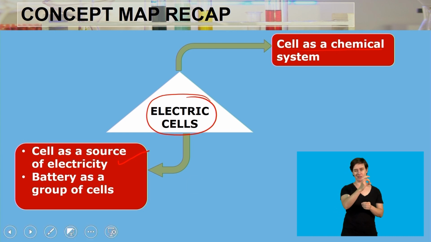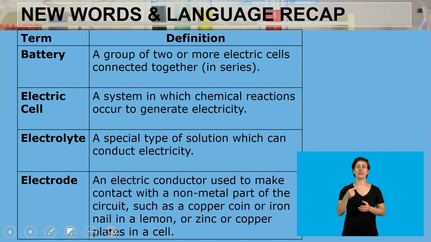Then with that, to explain the main idea, we used words such as battery, electric cell, electrolyte, and electrode. A battery is a group of two or more electric cells connected together. In this case, they can either be connected in series or sometimes be connected in parallel. Then an electric cell is a system in which chemical reactions occur to generate electricity.